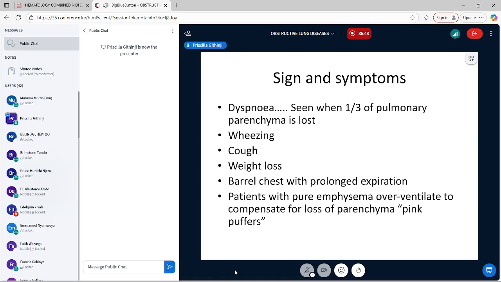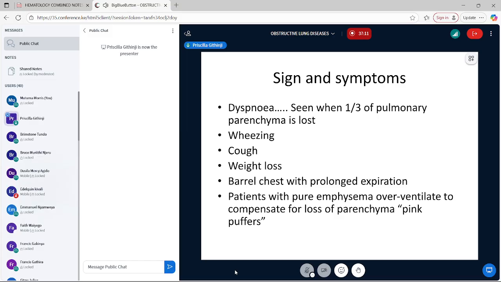They also do develop weight loss because that carbon dioxide and oxygen exchange is compromised. So most of these patients eventually end up retaining a lot of carbon dioxide, and this is detrimental to the metabolic activities of the body, and they end up having weight loss.